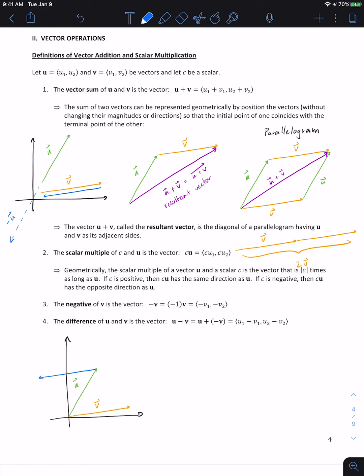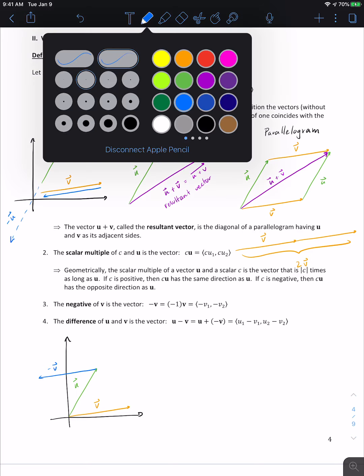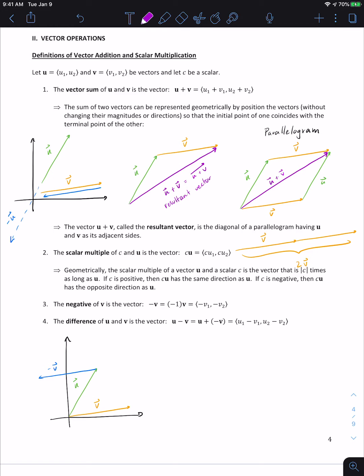Because if I want to add u plus negative v, remember I go tip to tail, right? So tip to tail, that's u plus negative v. And remember, what is their sum? Their sum is now going tip to tail. This is u plus negative v, right? And now notice I have a parallelogram, and this guy right here is going to be u minus v, right? Because this is the same as u minus v.